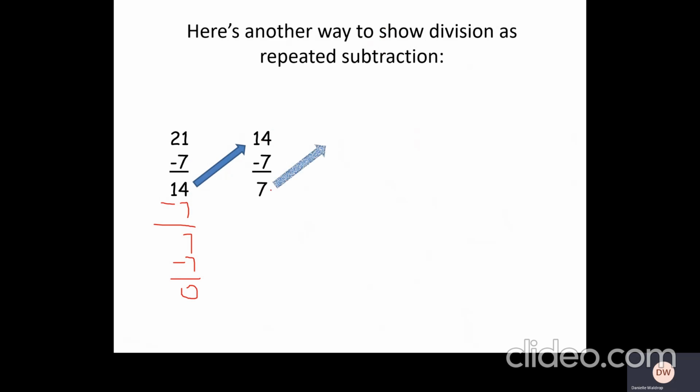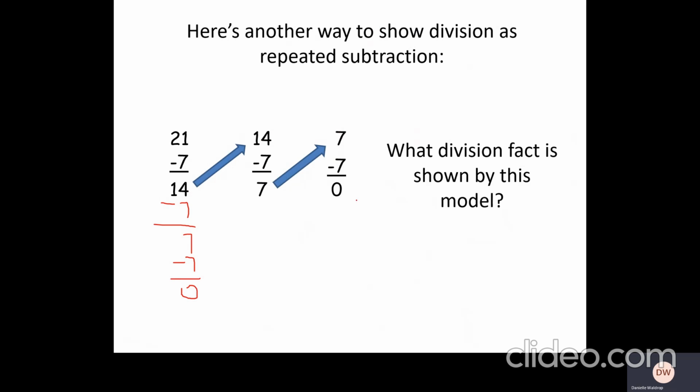All right, here's another way to show division as repeated subtraction. You could take the same idea of taking away 7, but whereas we were going under each other each time, taking away 7, you can write them over here as a separate problem. 21 minus 7 is 14. And then 14 minus 7 is 7. And then you're going to take this 7 and do it again. 7 minus 7 is 0.